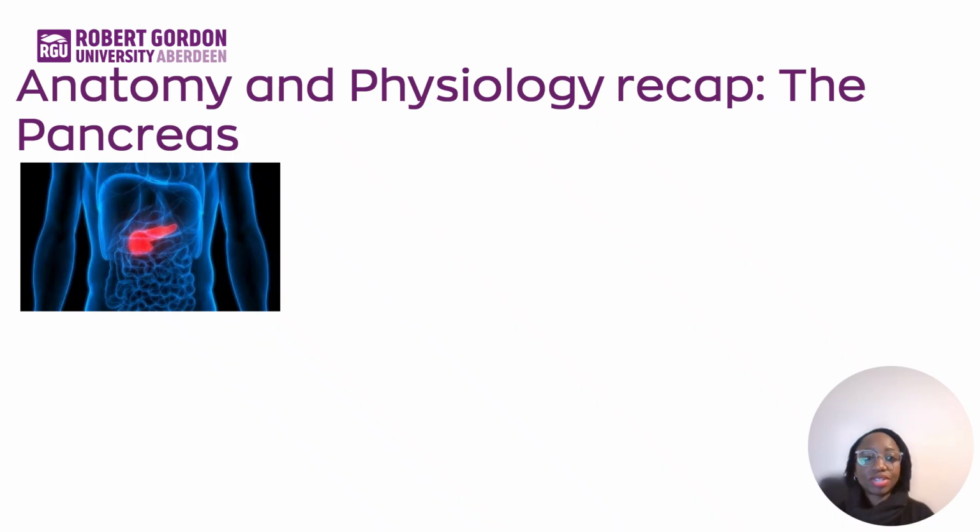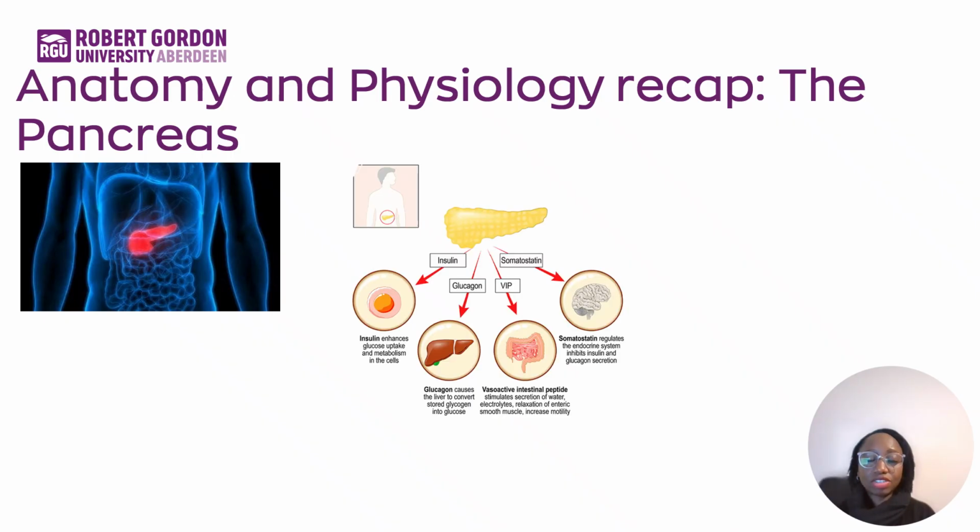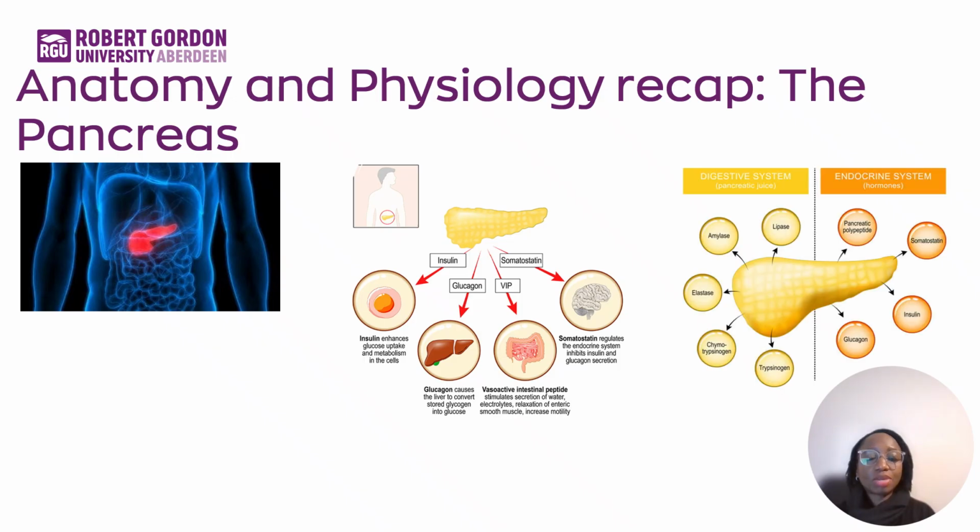So just to start, as a recap, just to remind everyone where the pancreas is in the human body and its functions as well. On top of the production of insulin, it also produces glucagon, vasoactive intestinal peptide, as well as somatostatin. Okay, and just to remind you again, the pancreas has both an exocrine function and an endocrine function. In this particular series, we will be reviewing the endocrine part of the pancreas and the hormones associated with this part of the pancreas.